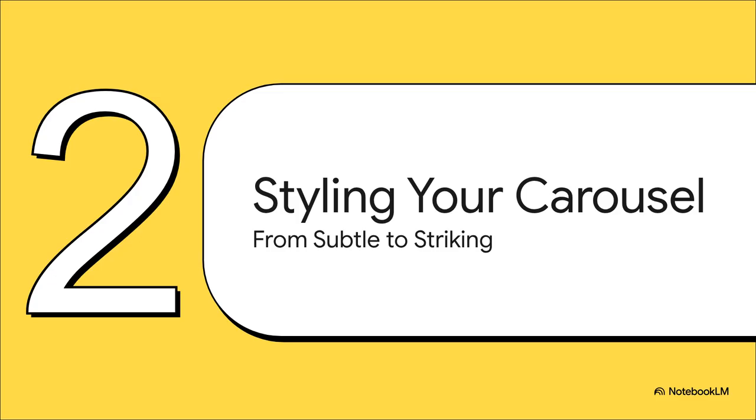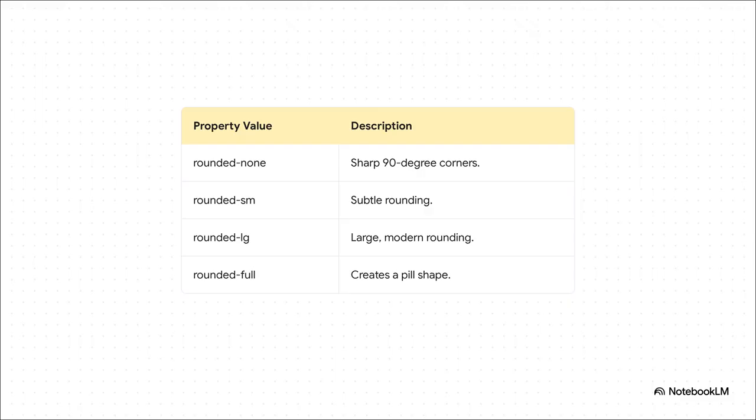Okay, so our layout is solid. Now for the fun part. Let's talk about styling. This is where we make the carousel look beautiful and really make sure it matches your app's unique vibe. This right here is a perfect example of how a good built-in design system saves you so much time. Instead of messing with pixel values for corner radiuses, you just use a simple token with the rounded property. Want sharp corners? Rounded-none. Going for that modern soft look? Use rounded LG. It just makes theming consistent and totally effortless.